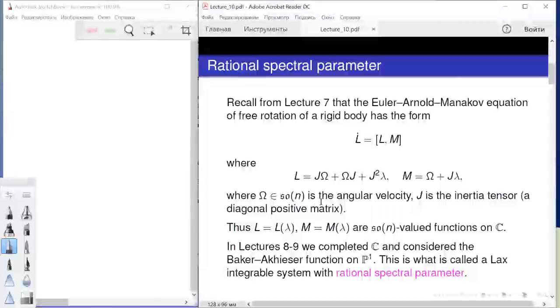So here in this second line of relations, this lambda, which is called a spectral parameter, is involved. L and M are functions of this lambda, which take values in the Lie algebra of skew-symmetric matrices.